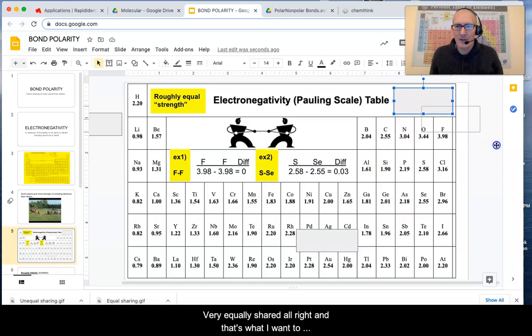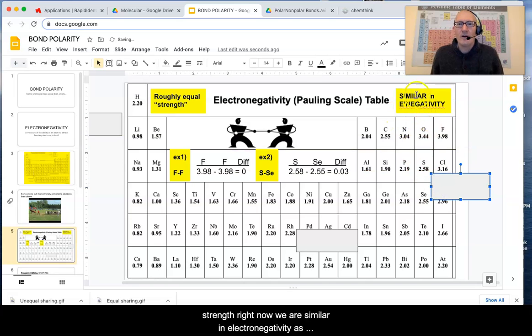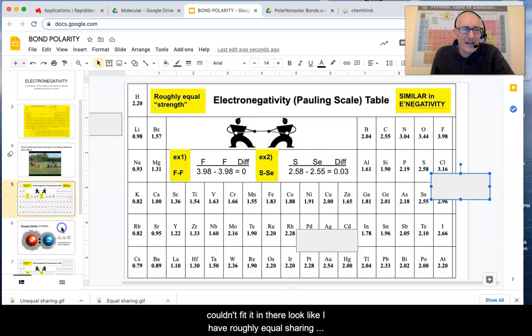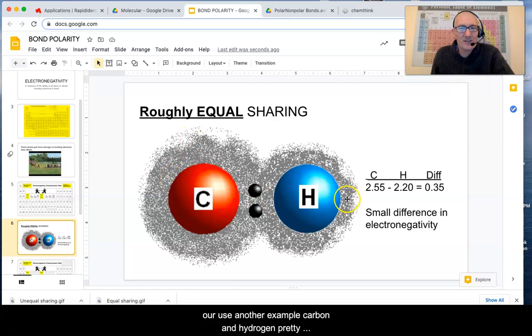And that's what I want to highlight over here. So when we have roughly equal strength, we are similar in electronegativity. That's my shortened version of electronegativity, E-negativity. Couldn't fit it in there. All right, so what would this look like when I have roughly equal sharing? Here's another example: carbon and hydrogen, a pretty small electronegativity difference. The electrons shared in that bond are going to be roughly equally shared. So you see a representation of that. There's roughly the same amount of shading around the H as there is around the C.